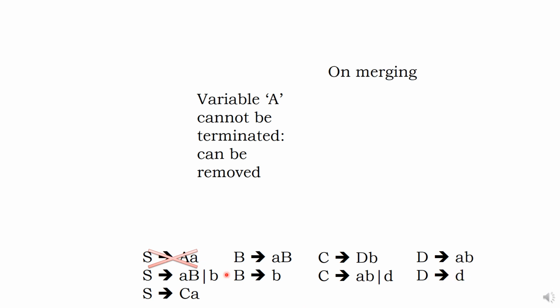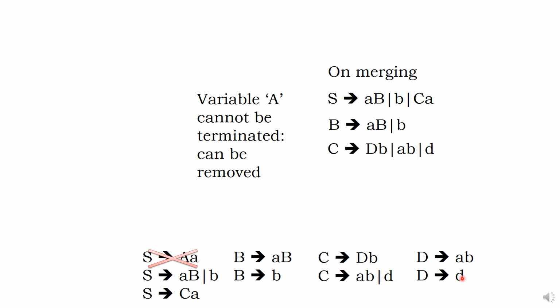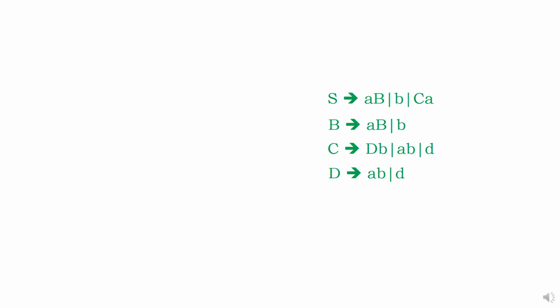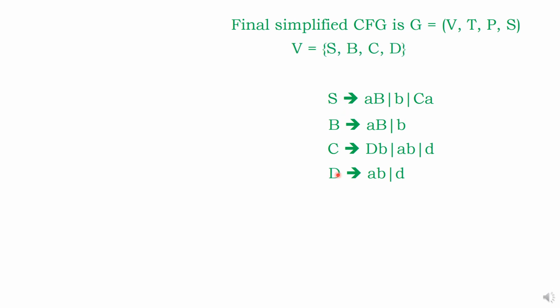On merging all, AB, B, C, A, I made it. AB, B, I made it. DB, AB, D, three groups. AB and D, ready. Now this is your final production rule. With this, we will start your VTPS. Who are the variables? S, B, C, D. Accepted. Small letter A, small letter B, small letter D, all are coming under terminals. This is your whole production rule. And the start symbol is S.